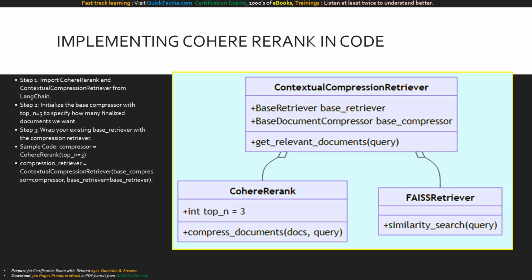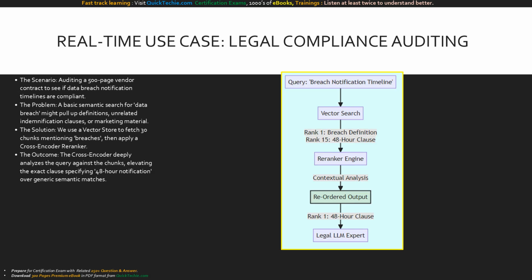The contextual compression retriever is the primary orchestrator class. It literally contains 2 objects, the FAISS retriever, our vector store, to fetch the initial data, and the Cohere Rerank compressor to score and filter it. When you call getRelevantDocuments on the orchestrator, it internally triggers the vector search and immediately pipes those results into the compressDocuments method of Cohere. Let's apply this to a real-time, highly impactful use case, legal compliance auditing.